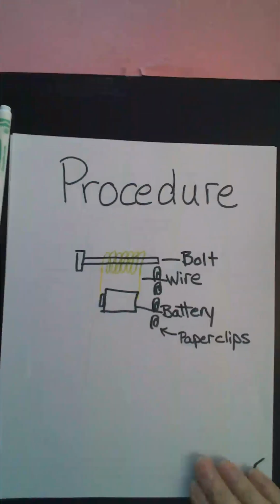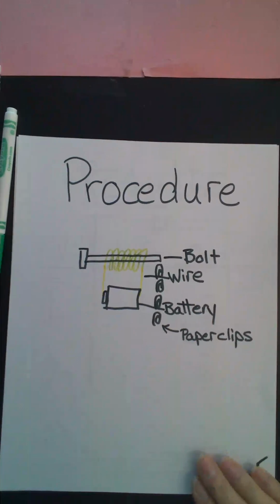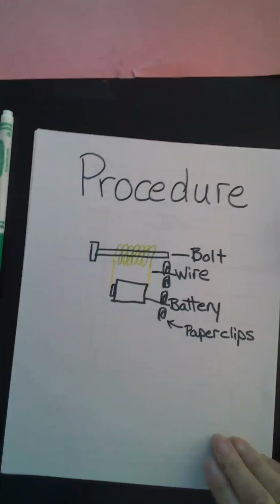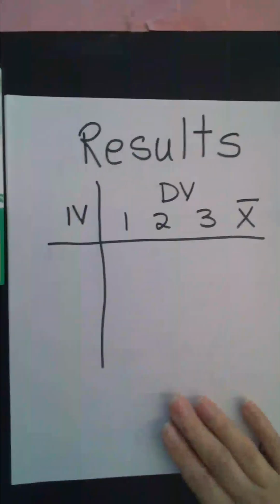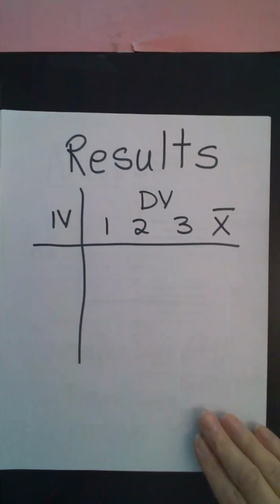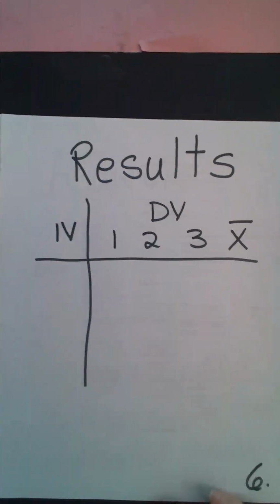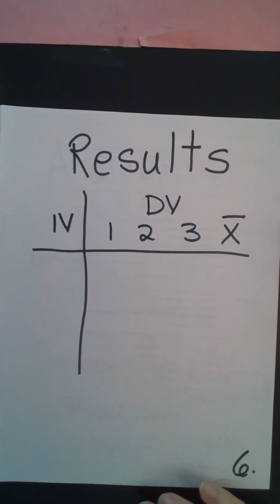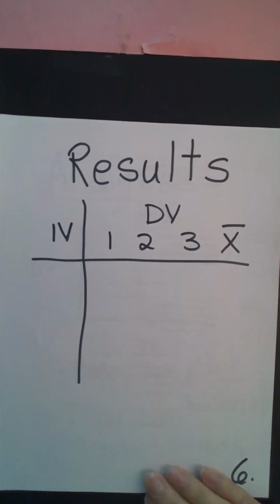Draw a picture of your procedure and make sure everything is labeled. Set up your data table. Put your independent variable on the left and your dependent variable on the right. And make sure you do 3 trials.